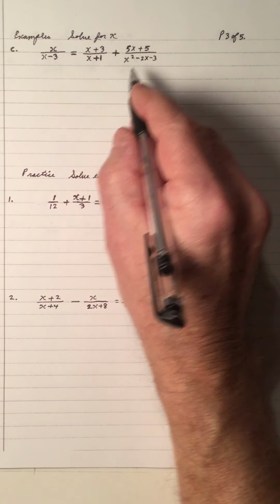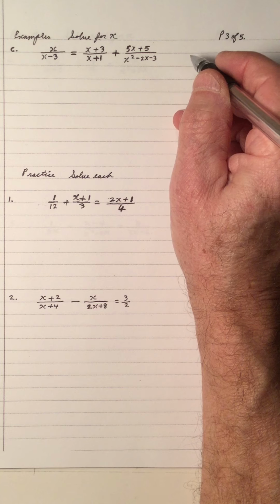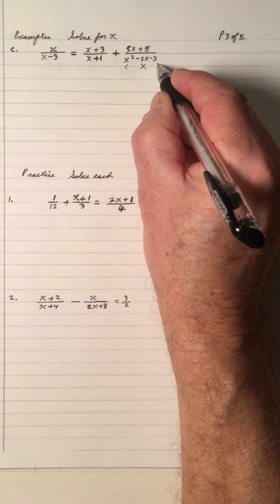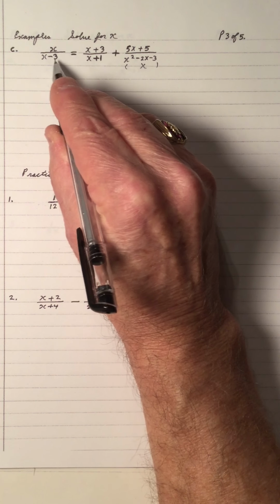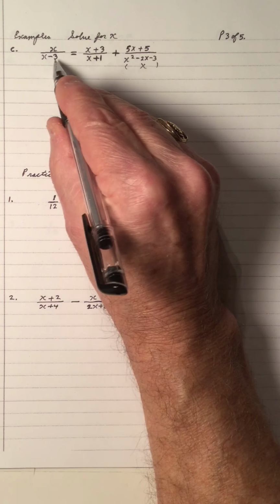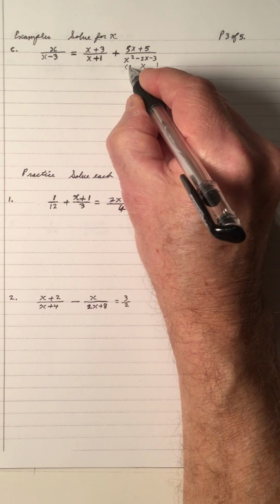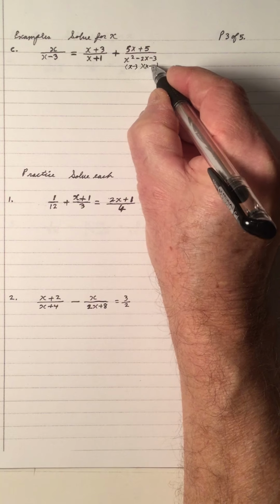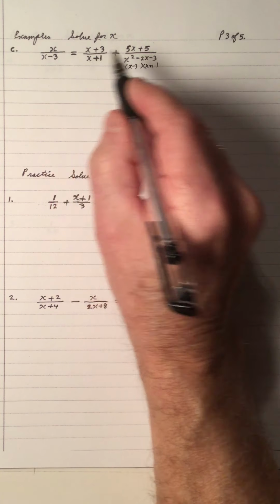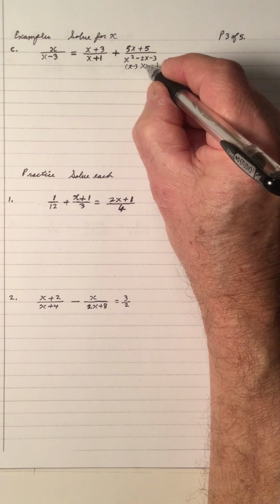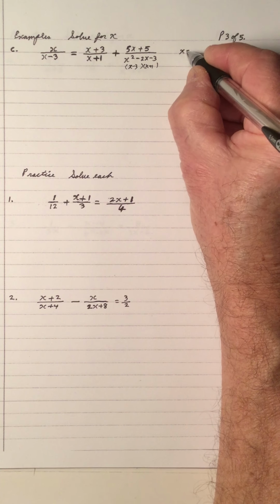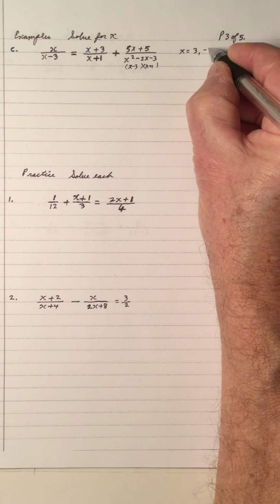For C, we have to make sure our denominators are factored. So what we have to check with these two here is multiply. -3 by 1 is -3. Add, we get -2. So it looks like the factorization of this trinomial is these two. So that means I have it factored, and so that means the restrictions are x equals 3 and -1.